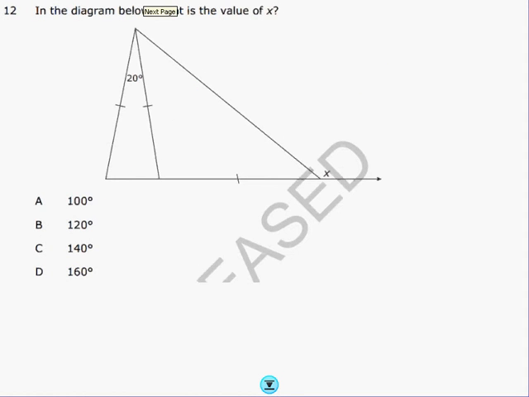In the diagram below, what's the value of x? Okay, they want you to use the exterior angle theorem. You don't even have to remember it, though. This is an isosceles triangle. That means these two base angles are congruent. If this is 20, that leaves 160 degrees. So each one of these angles is 80.